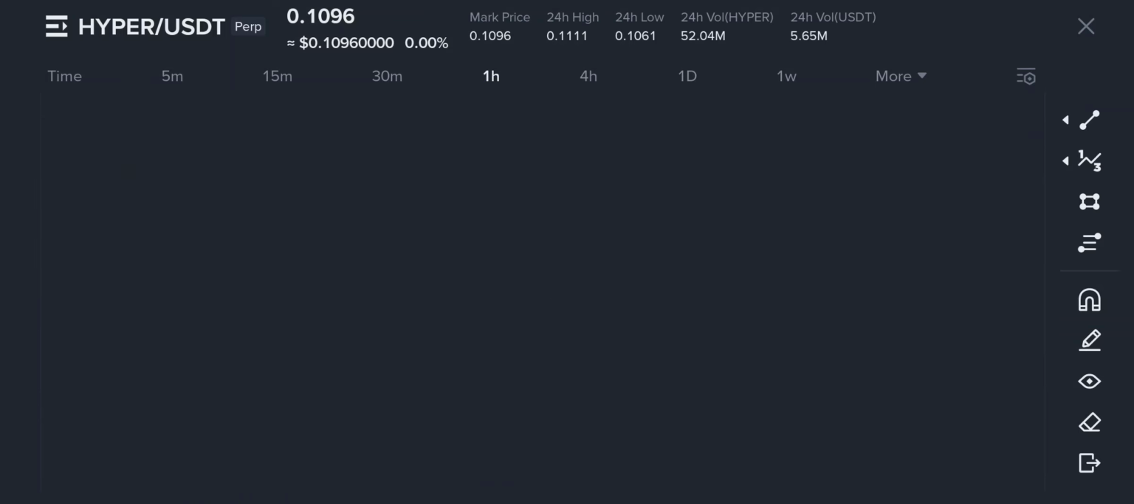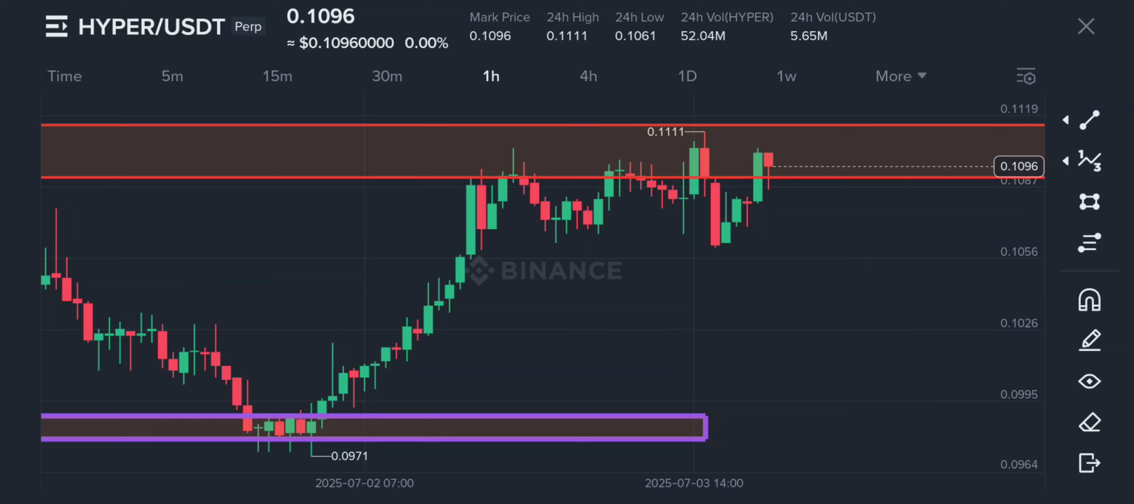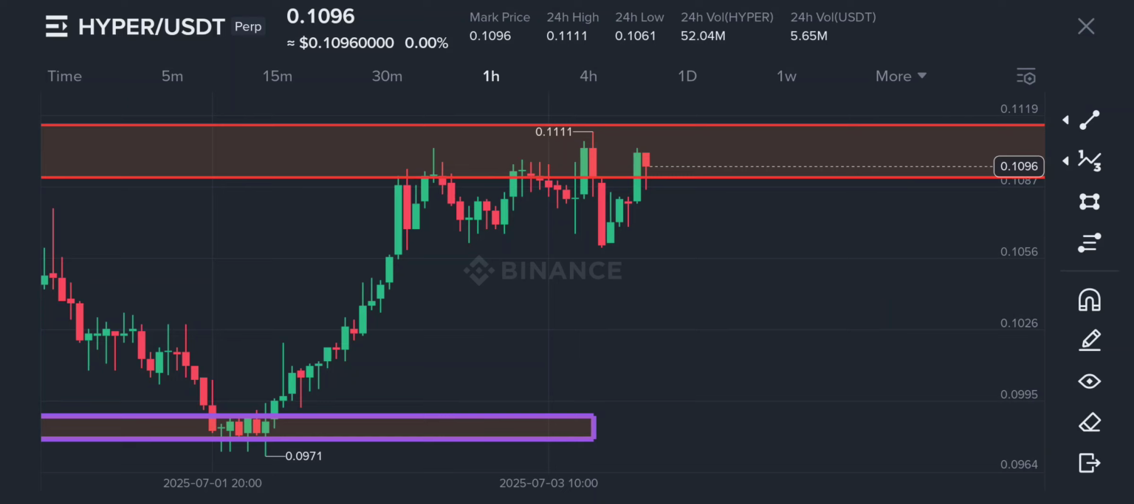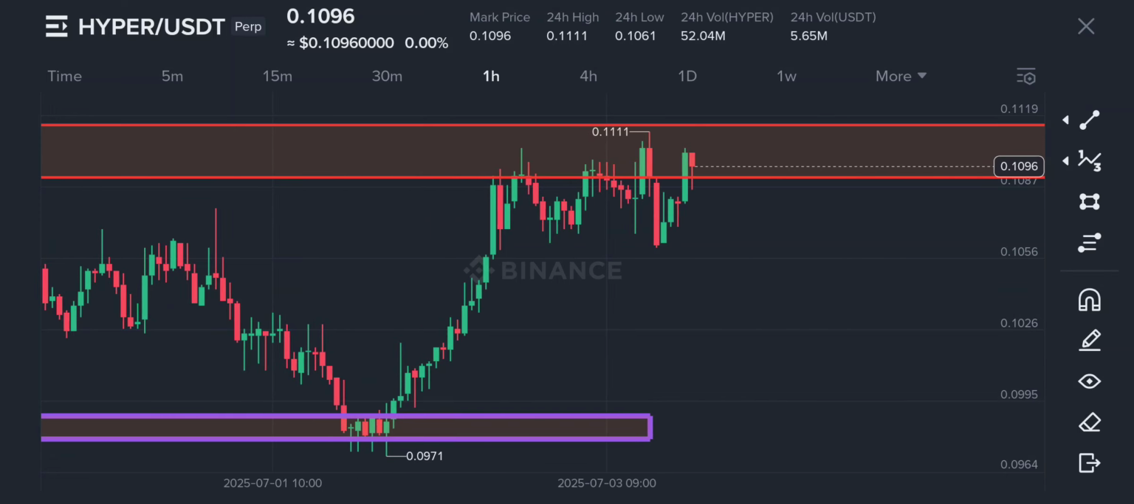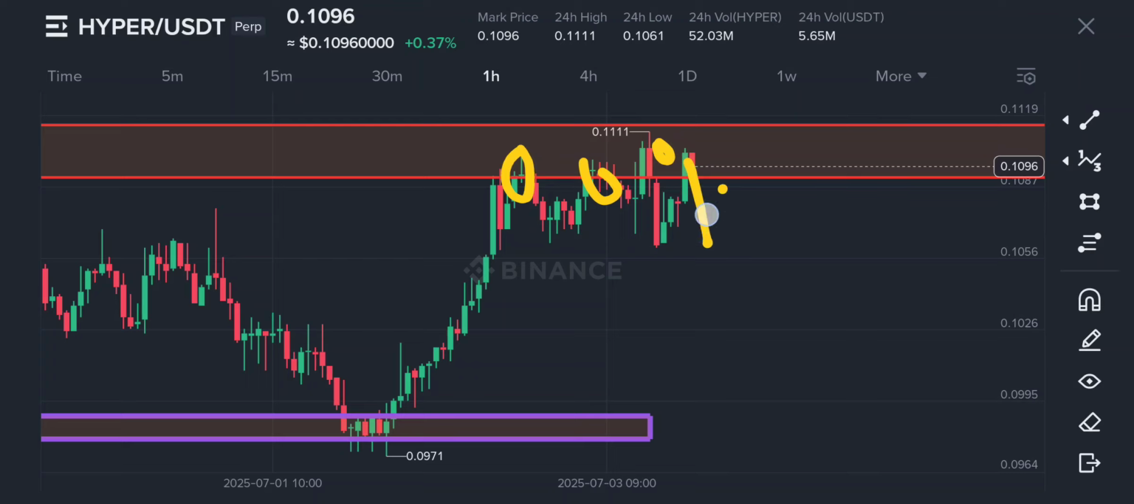So let me go to 1 hour time frame. This is 1 hour time frame. On the 1 hour time frame, we can see a signal that we missed. We missed a signal here. We missed another signal here and here. And here, you can see how this thing is trying to give us an engulfing candle. So I will take this trade on Hyper. I will drop this signal on Hyper.